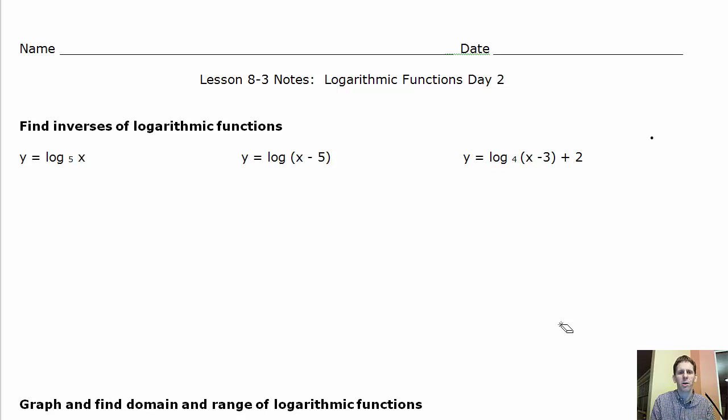These are Lesson 8.3 notes, Logarithmic Functions, Day 2. Today we're going to find inverses of logarithmic functions, and we're also going to graph and find the domain and range of logarithmic functions as well.